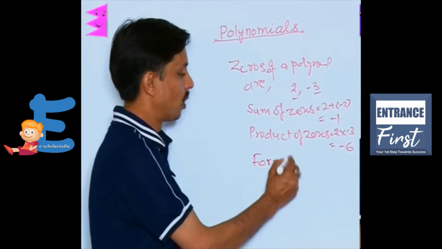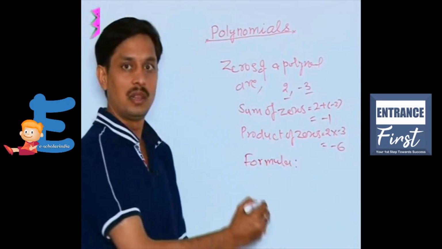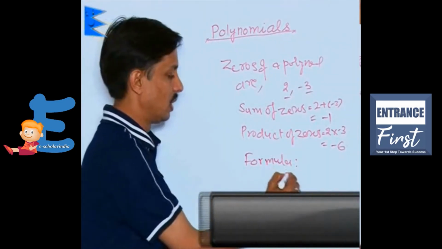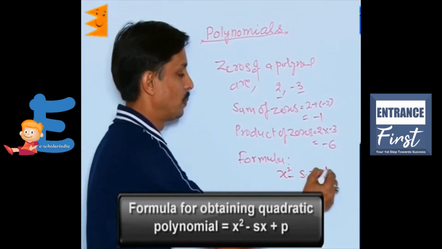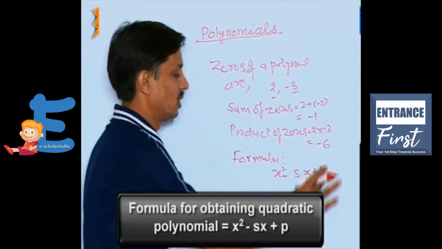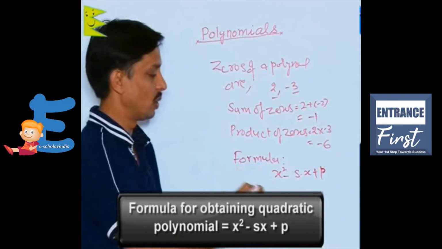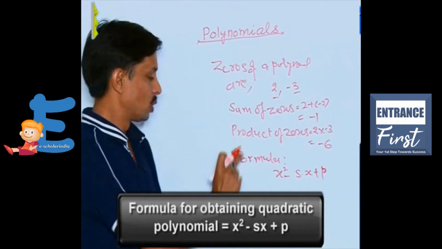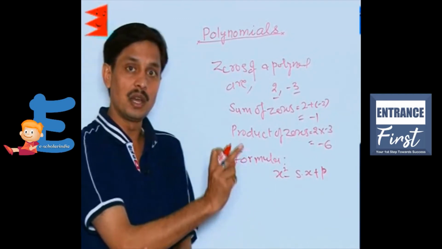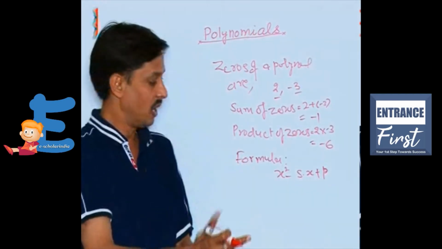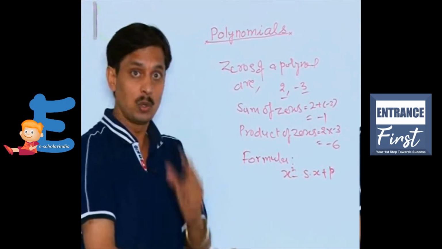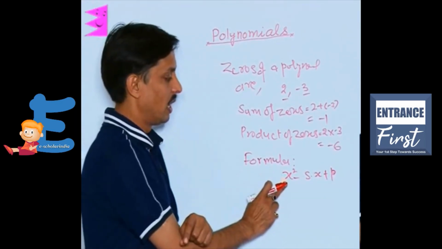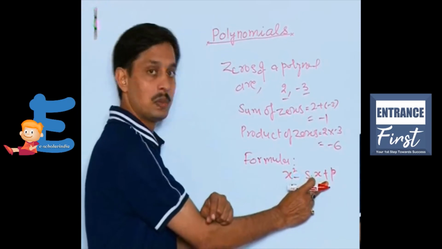The formula for calculating the quadratic polynomial if its sum and product are given or obtained is x square minus s into x plus p, sorry, it is not equal to 0 because it is not an equation, it is a polynomial. So the formula for obtaining the quadratic polynomial, if s and p indicate the sum and product of the two zeros, is given by x square minus sx plus p.